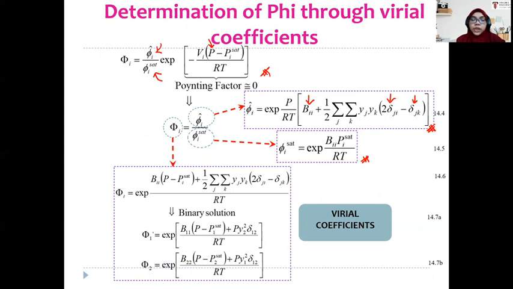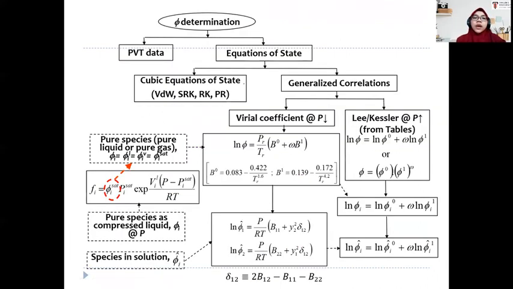For example, in a solution with two species, we obtain the fugacity coefficient for species 1 and 2 using this expression. All the values of B and also gamma, the values of this constant, can be obtained from the virial equation. Okay, how about determining the fugacity? This is the summary: how can we obtain the fugacity coefficient?